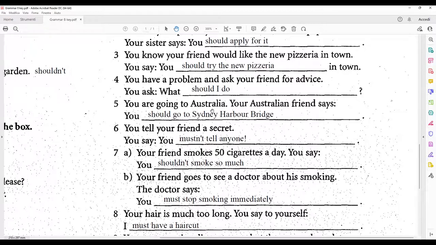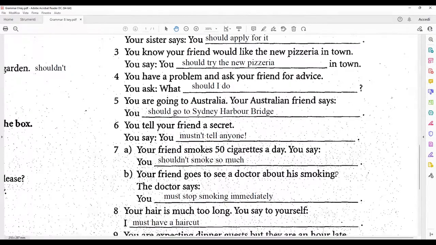You are going to Australia. Your Australian friend says you should go to Sydney Harbour Bridge. Right? You're going to Australia. Your Australian friend says you should go to Sydney Harbour Bridge.